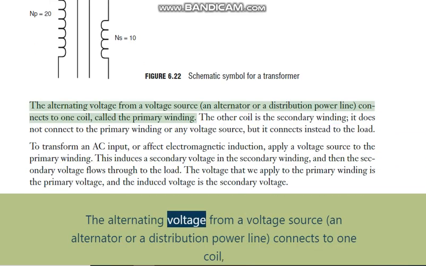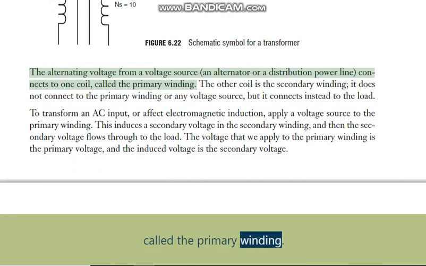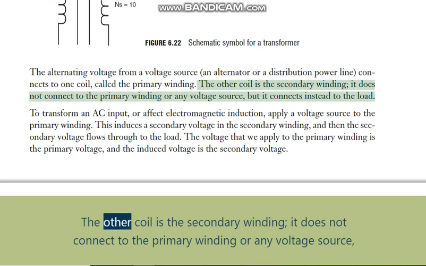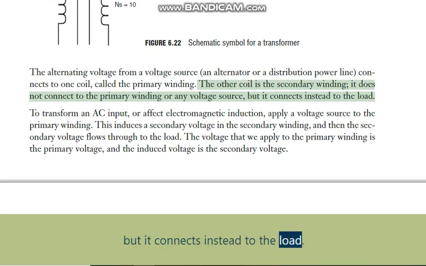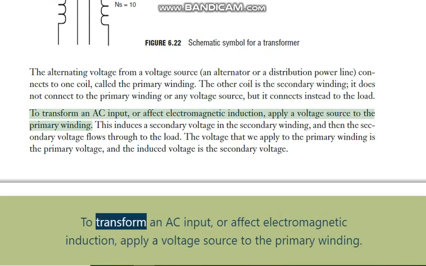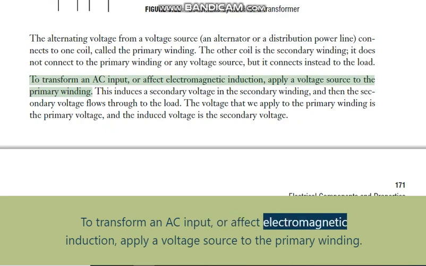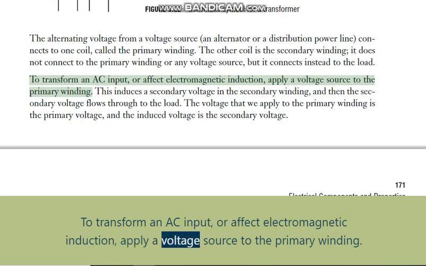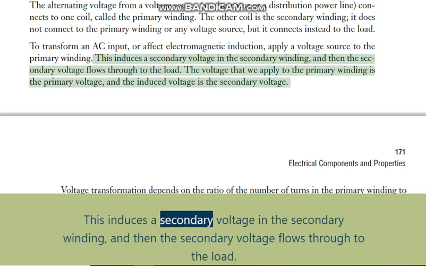The alternating voltage from a voltage source, an alternator, or a distribution power line, connects to one coil, called the primary winding. The other coil is the secondary winding. It does not connect to the primary winding or any voltage source, but it connects instead to the load. To transform an AC input, or affect electromagnetic induction, apply a voltage source to the primary winding. This induces a secondary voltage in the secondary winding, and then the secondary voltage flows through to the load.